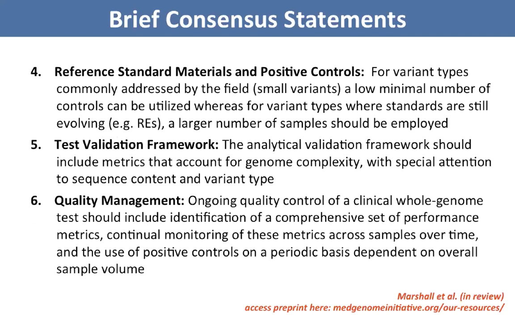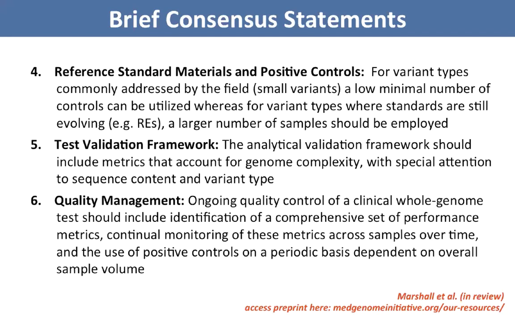Moving on, the last couple of consensus statements. One of the other important questions that came out of this was what you should be using as reference standards and positive controls. We know that for small variant types, a lot of the available reference standards, including the Genome in a Bottle and other NIST standards, are very useful for measuring the accuracy of your small variant calling. So you don't really need a lot of controls for that to be able to validate the test.